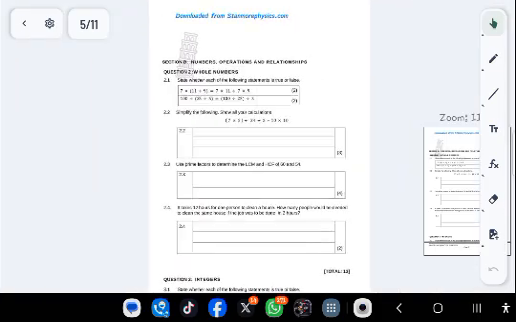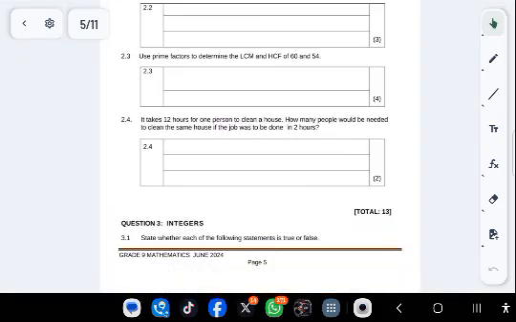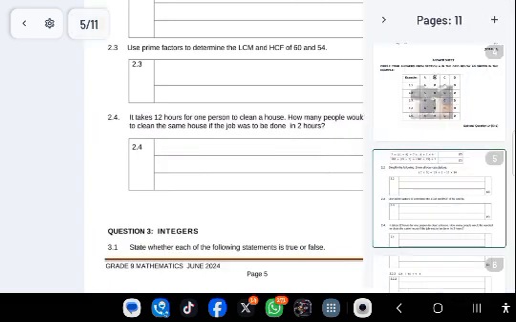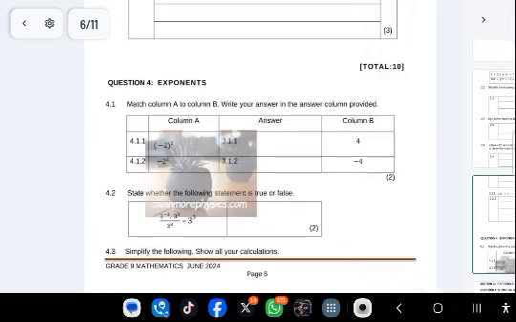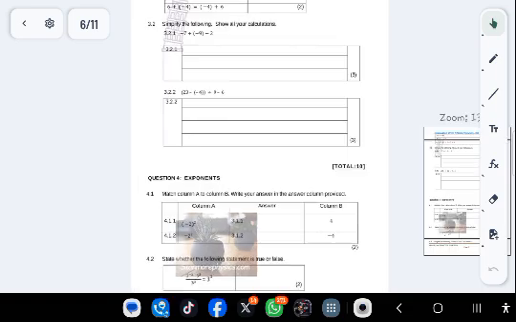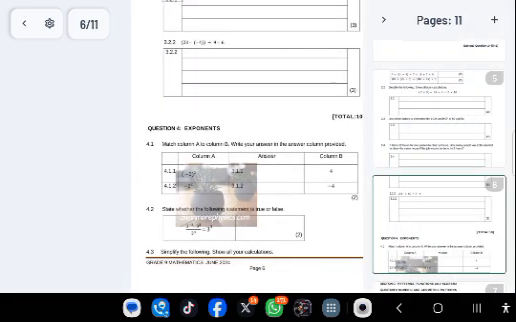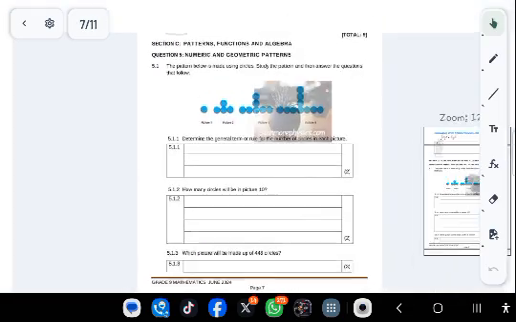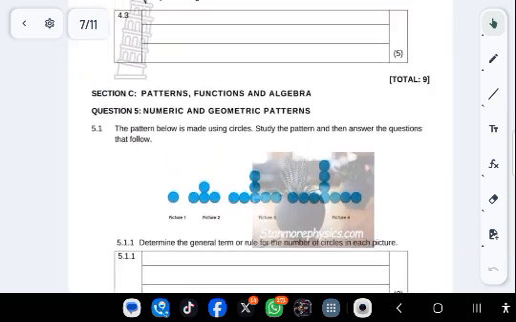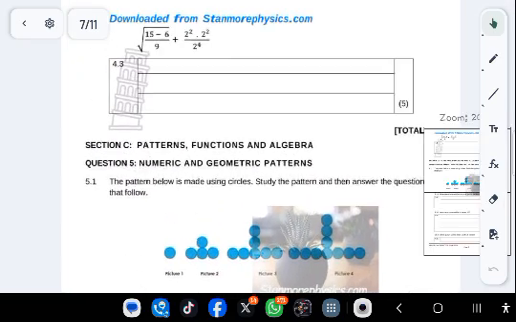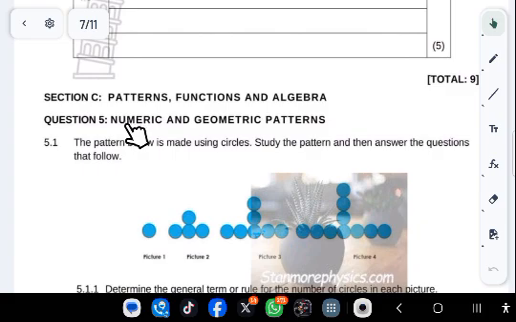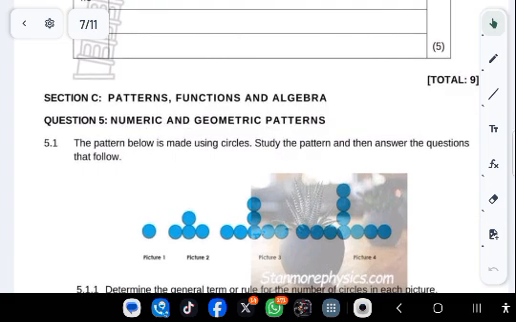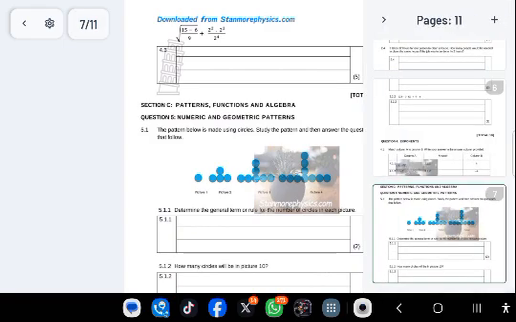Question 2 is whole numbers. There is question 2. And then question 3 is integers. Next, question 4 is exponents. And question 5 is the start of section C, and question 5 is numeric and geometric patterns. Section C deals with patterns, functions, and algebra.